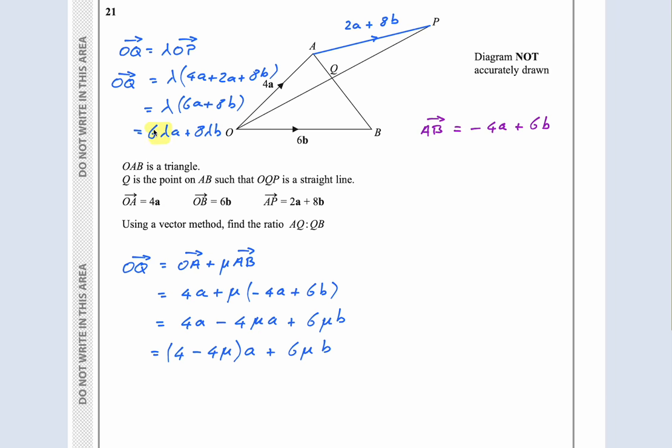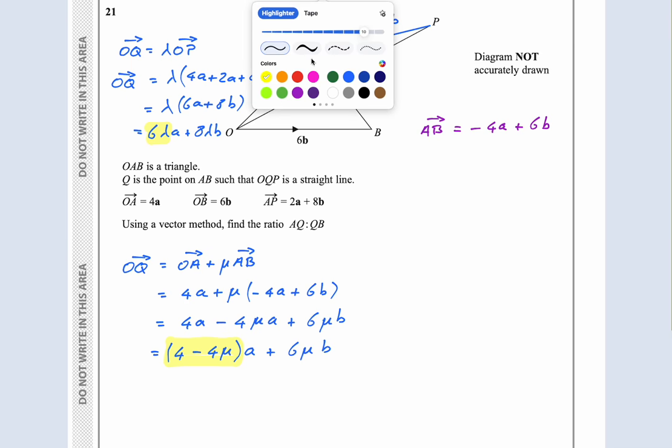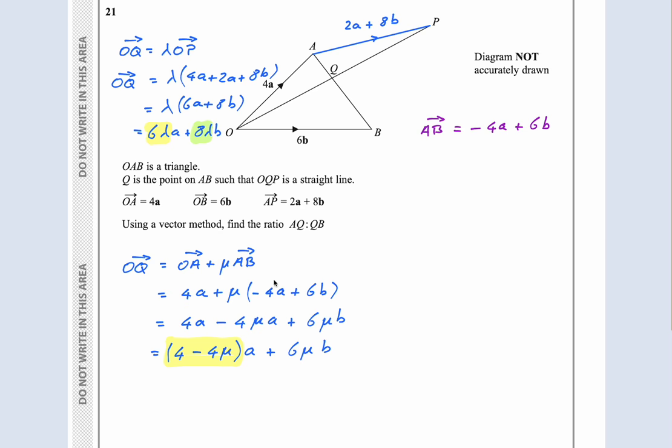That means the A component, this 6 lambda A, has to equal the A component over here. So 6 lambda equals 4 minus 4 mu. And similarly, my 8 lambda here has to equal this 6 mu. Okay, so I have two simultaneous equations. I can find lambda and mu. First one, let's use the green one, because that looks a bit easier. 8 lambda equals 6 mu. Lambda is then 3/4 mu, because if I divide 6 by 8, I get 3/4.